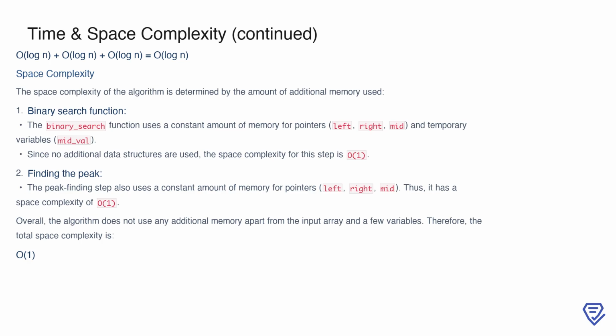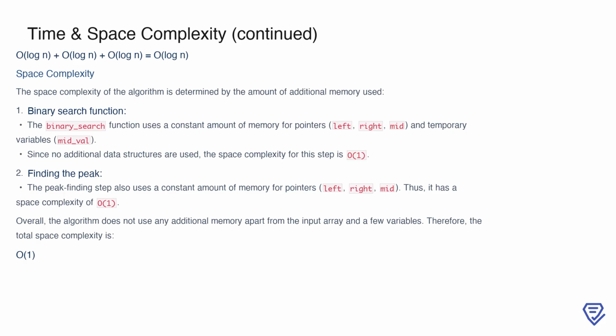Now, let's discuss the space complexity. The algorithm's space complexity is determined by the additional memory used. In the binary search function, only a constant amount of memory is required for pointers like left, right, and mid, as well as temporary variables such as mid_val. Similarly, the step to find the peak also involves just a few pointers and calculations, which means the space complexity for this step is also O(1).